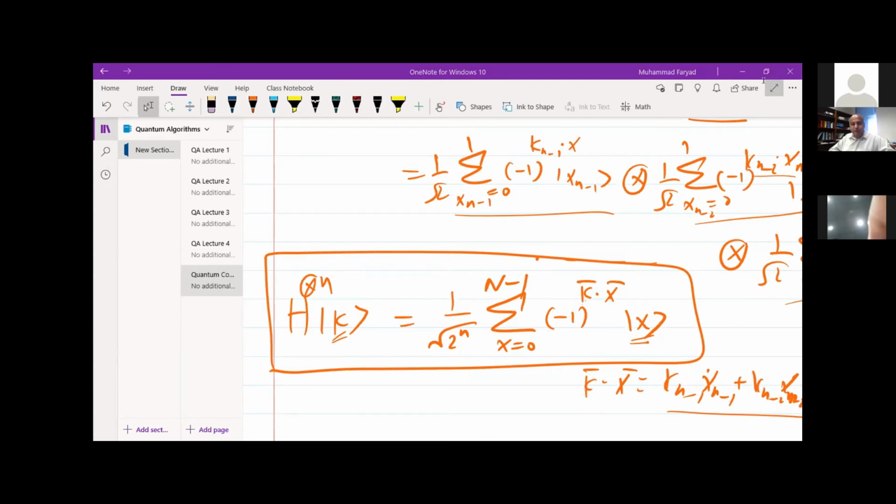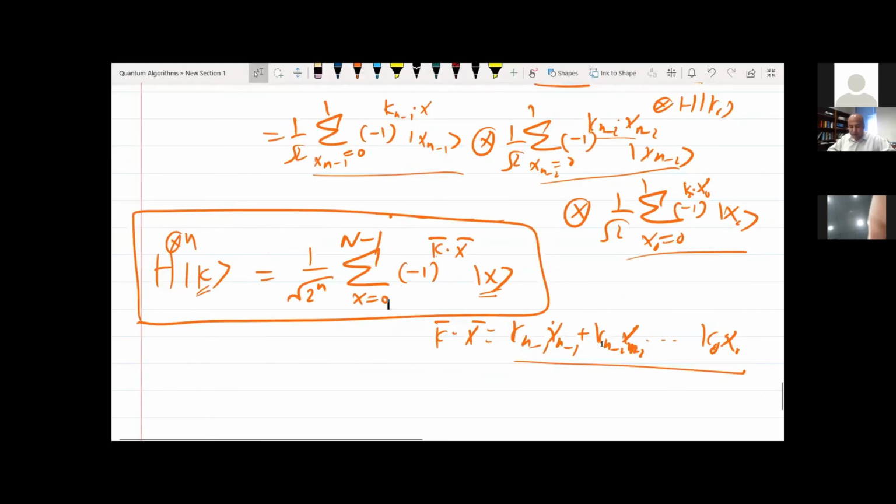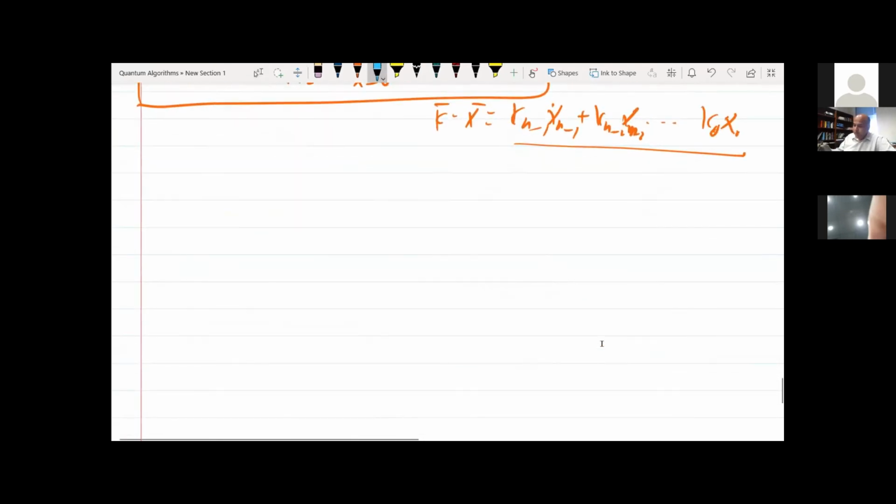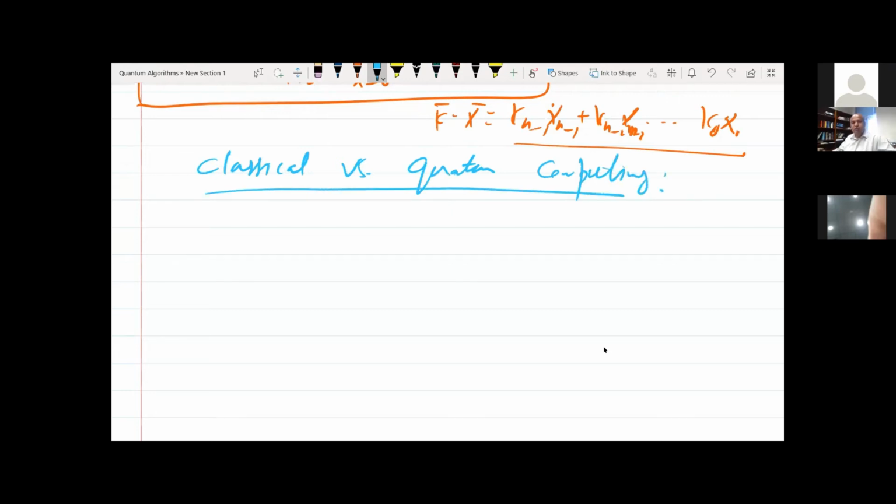Okay, so let's come to know what is quantum computing and how it's different from classical computing. And for that, let me briefly discuss the classical versus quantum computing model. And then I will discuss a particular algorithm, and then we will use the gates that we have studied so far to solve that problem.